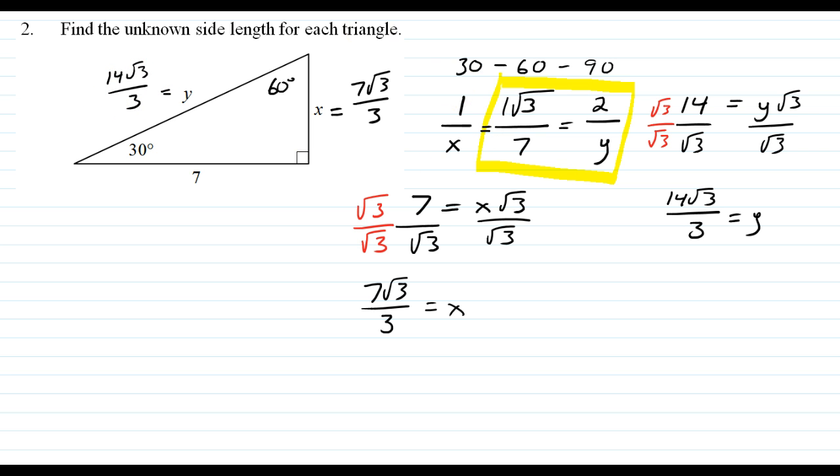Now, if you recognize the ratio, at the 90, the hypotenuse is double the side opposite the 30. So since this was 7, if you just double that, you would have got 14. You didn't need to do all that work, but it doesn't hurt.